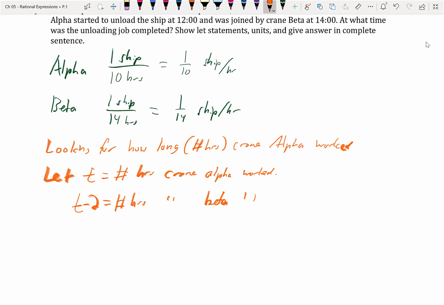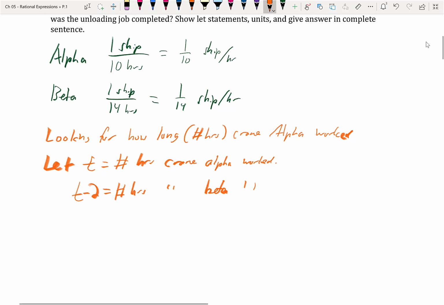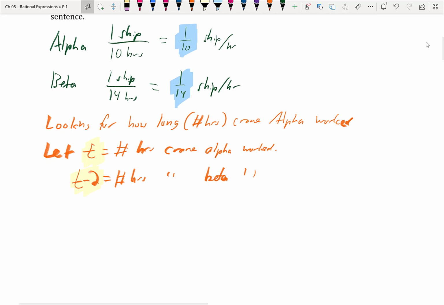Two hours later, Crane Beta starts coming in and making the job go quicker. Even though it's a slower one, it's still putting forth some effort. It's contributing to the whole thing. So we have a couple of pieces here. We have the 2 rates, and we have the 2 times. Can we combine this now and do a rate times a time for each of them? Without doing a table, I'm just going to do a rate. In fact, I'm going to dissect this a little bit more.